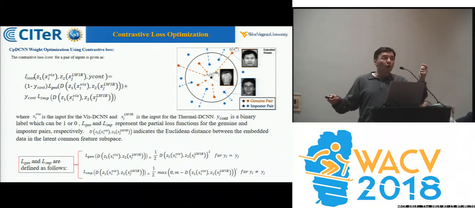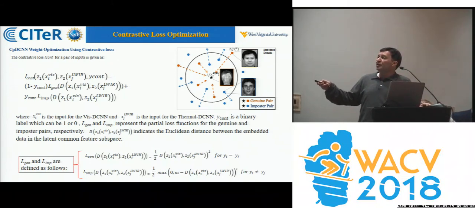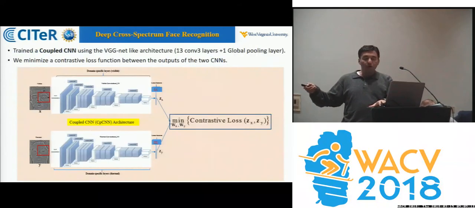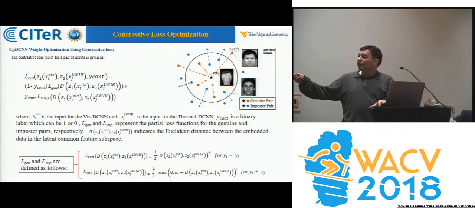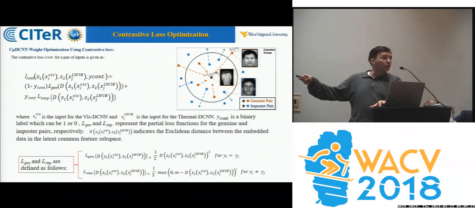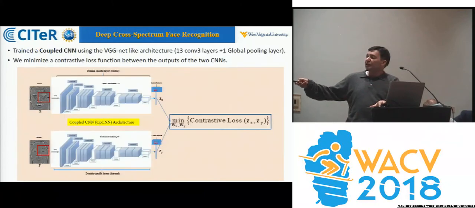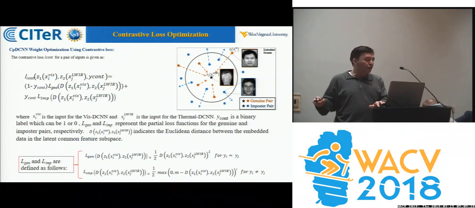But the goal of coupling here is that when you show a pair of images, one thermal, one visible, and they are the same ID, you force the output of the neural networks to be the same, or as close as possible. And if they are from different IDs, we call that imposter pairs, you force the outputs ZX and ZY to be different. Okay, that's the goal. That's what the contrastive loss does for us, and it works extremely well.